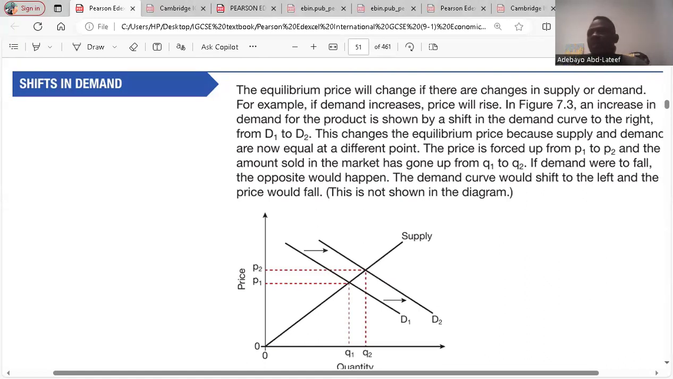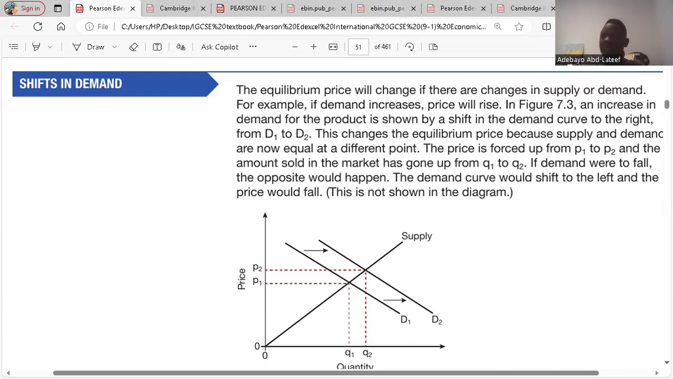So shift in demand means there are changes in the demand curve. It will shift if there's an increase in the demand for a product. So if there's an increase in the demand for a product, the price would change. We are talking about shift here, so we're not going to use price at the beginning. It's about demand. We assume that demand increases first before the price. Do you get it? So the equilibrium price will change if there are changes in supply or demand. So it is the changes in demand and supply which bring about shift.